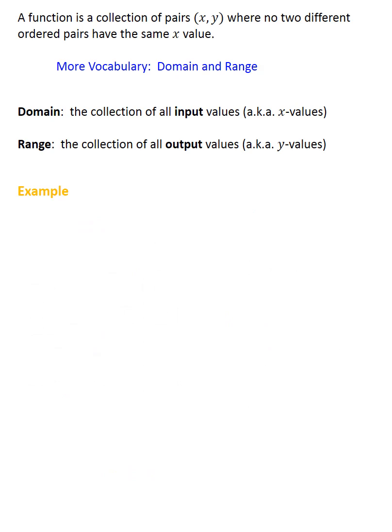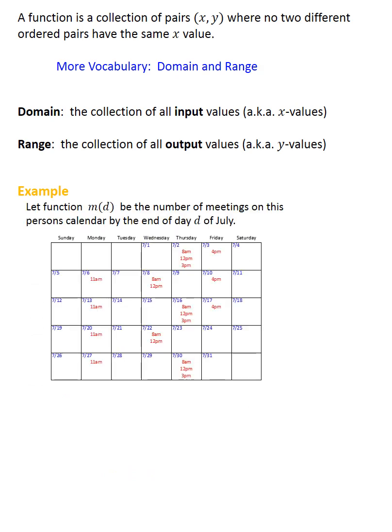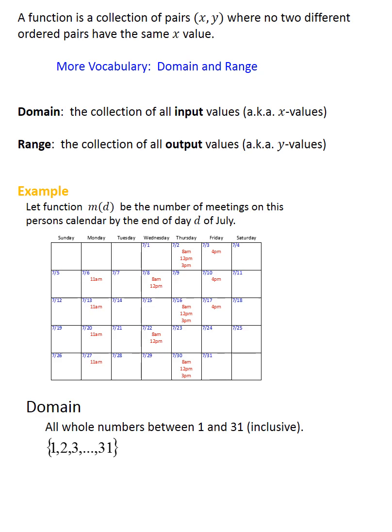Let's look at yet another example of domain and range. Recall the function that was related to the person's calendar and the number of meetings that they had attended in July. Remember that D represented the day of the month, and M represented the number of meetings that they had attended from the first through that day. The domain of this function, being all possible inputs, is all whole numbers between 1 and 31, because the inputs are the days of July. We could also write that this way.